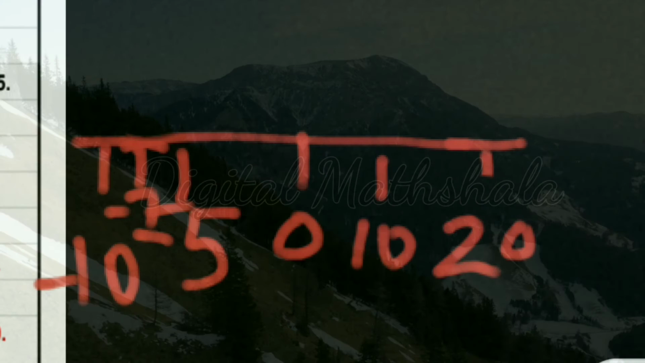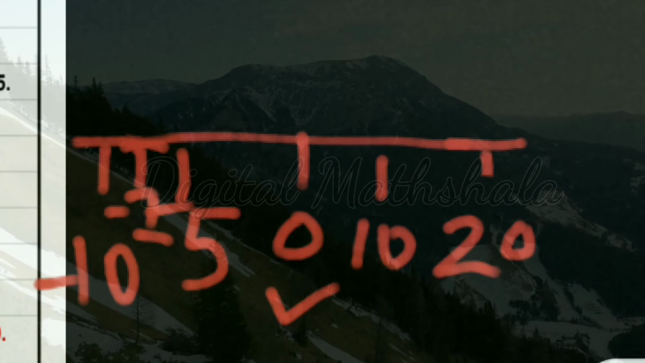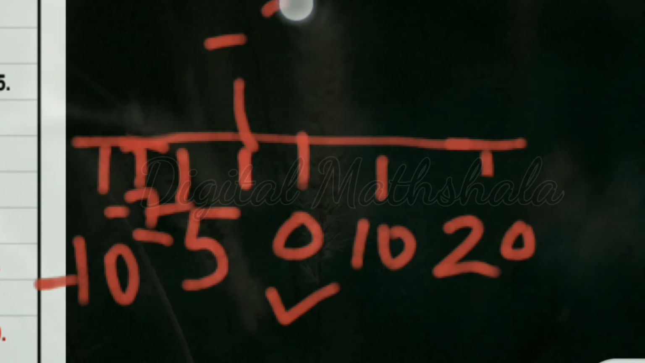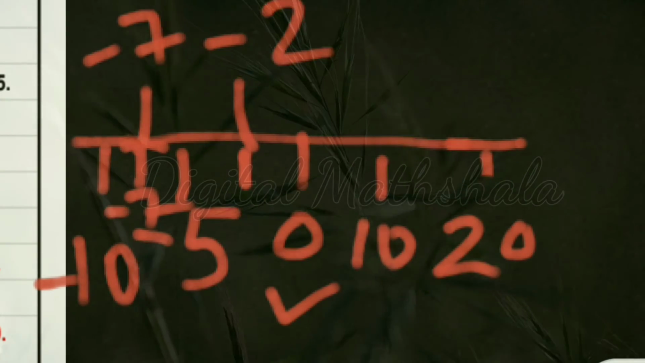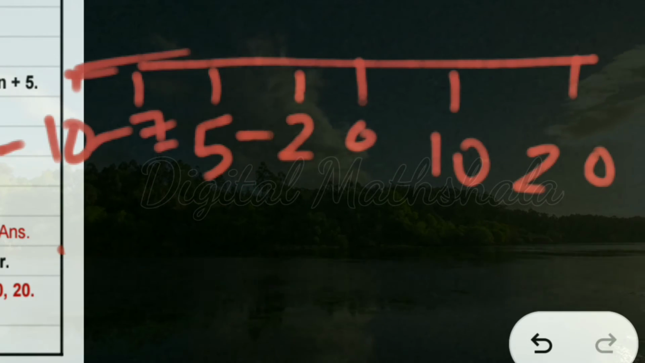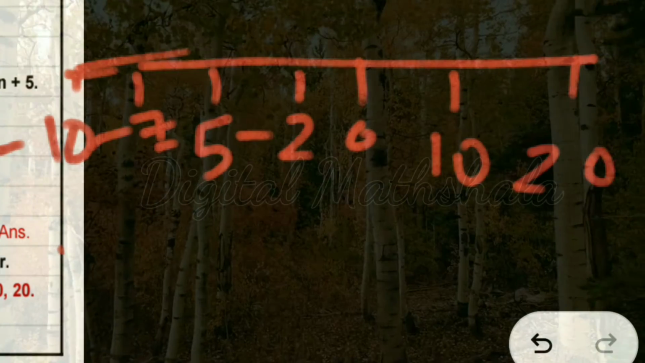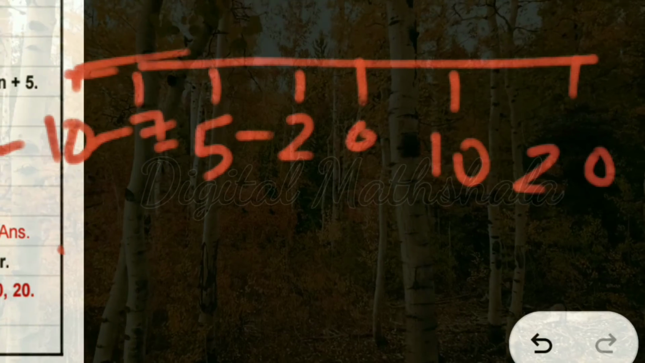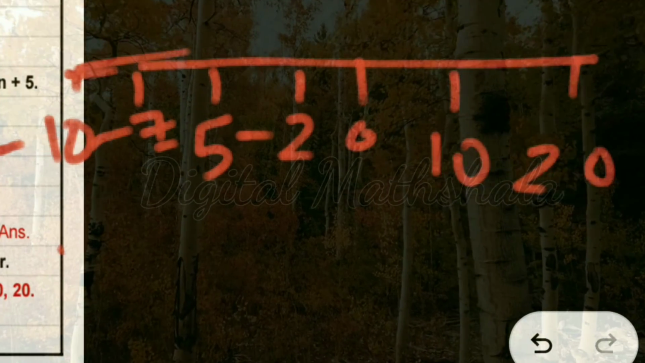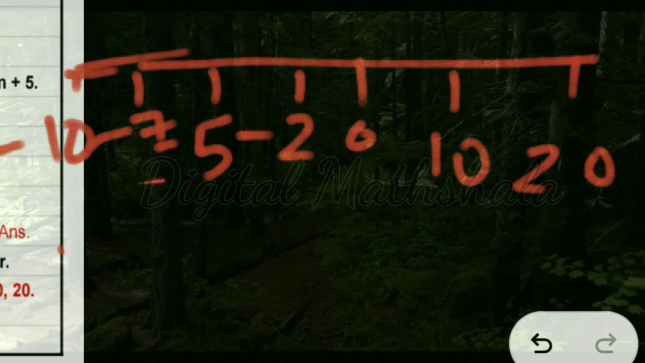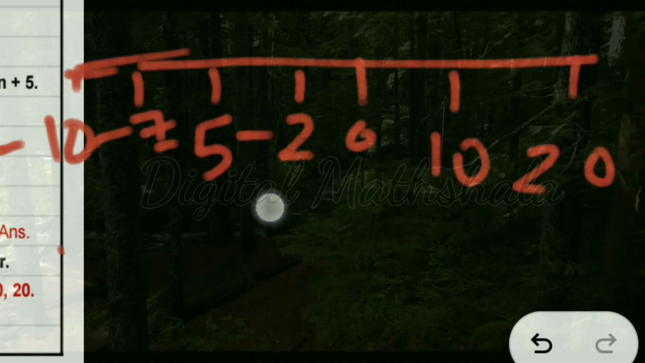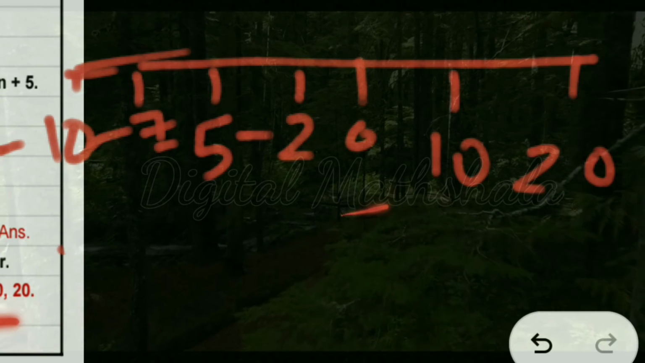Then 0 is already given, and -2, so between 0 and -5 here you will get -2, and here you will get -7. I hope now it is all clear to you. So this sequence we will get on a number line. As we know, we want to find the ascending order, so that is why we will write the smallest number first, then a bigger number, then a bigger number: -10, -7, -5, -2, then 0, then 10, then 20.